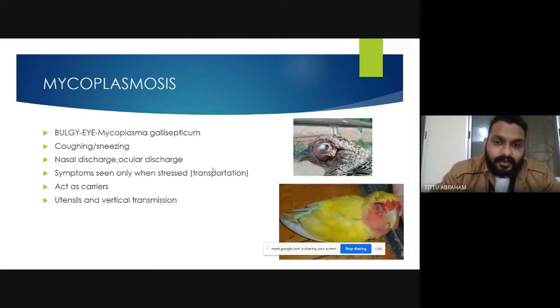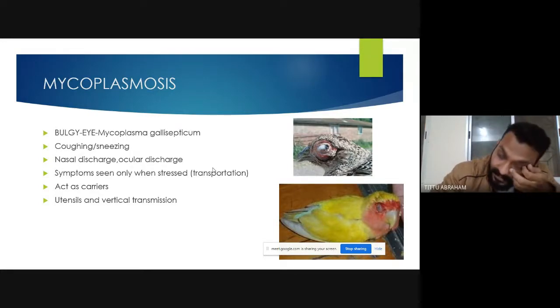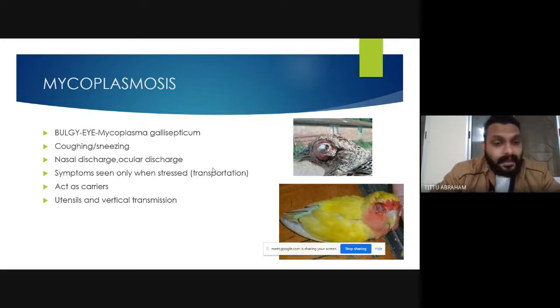So even if you treat the bird, or even if it may act normal, it will act as a carrier. It may have eye infection. Sometimes you may use some eye drops. It may resolve for some time, but it will act as a carrier. So utensils, the items that you keep inside, like the water, feeder, perch and all, can get infected. And it is a vertically transmitted disease, that is from parents to young ones. So when it lays egg, it can be transmitted to the young ones through the egg also.